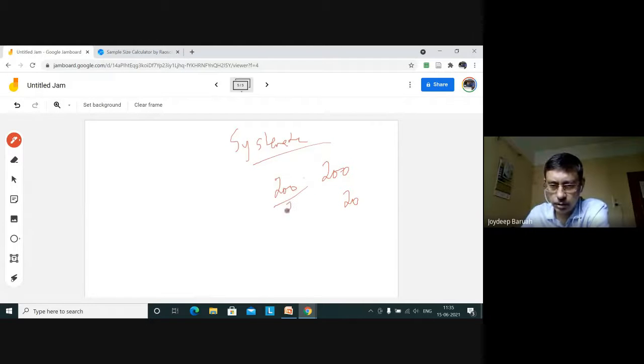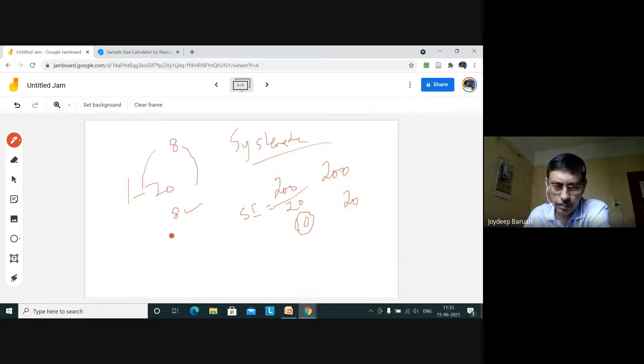So we call it sampling interval. So this is going to be 10. All right. And then what we'll do, from 1 to 20, we select anything random. Suppose eight number is selected. So then the rest of the things will be every 10th number. That means 8 is automatically selected.